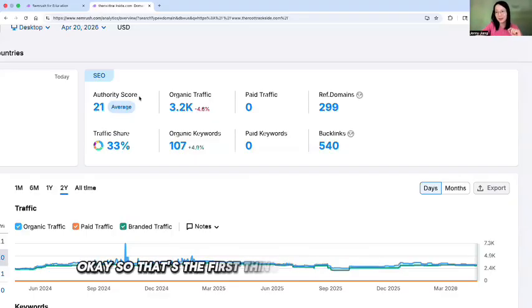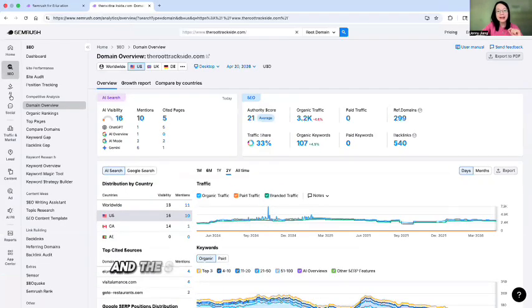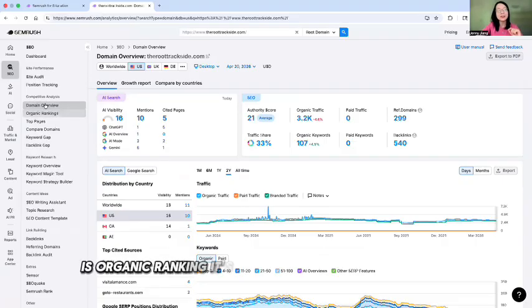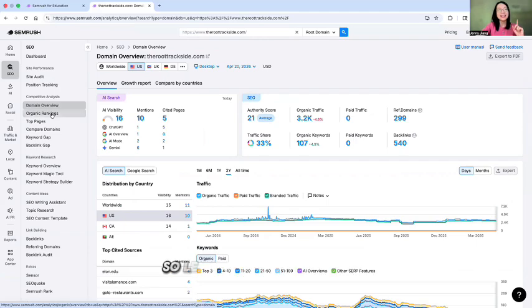Okay, so that's the first thing we're going to look into, domain overview. And the second thing we're going to work on is organic ranking. It's just under the domain overview. So let's click organic ranking.